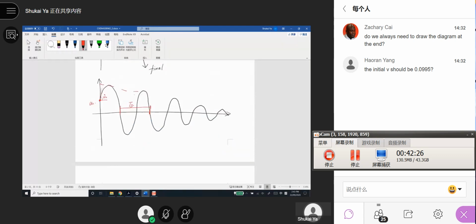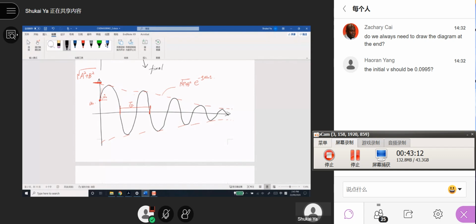The magnitude for the expression is decreasing. But if we draw the envelope, the initial magnitude for the envelope should be equal to square root of a squared plus b squared. Then the envelope should have this expression. You can see when t is equal to 0, this expression equals the square root of a squared plus b squared.